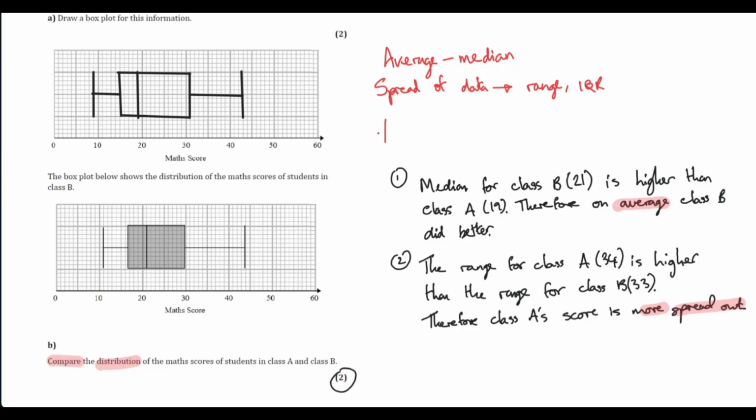For example, if we have data with a range like this compared to a range that's smaller, because these scores are closer together for this one, we would say that this is more consistent than the left-hand side. Or, looking at it from the other point of view, the left-hand side has data that is more spread out, which is what I put for part 2. So always do an average and a spread of data and you will get those 4 marks.